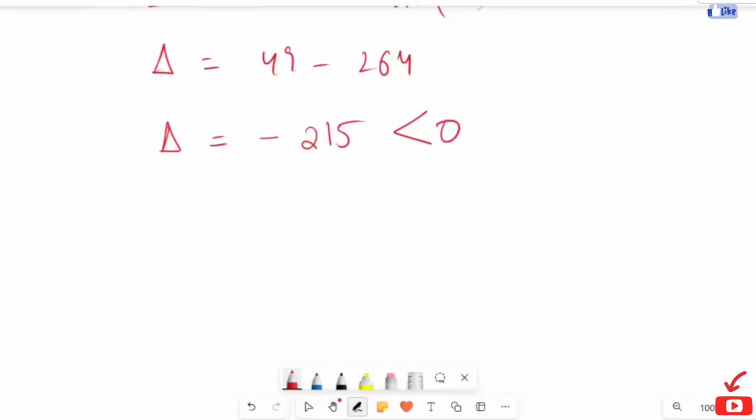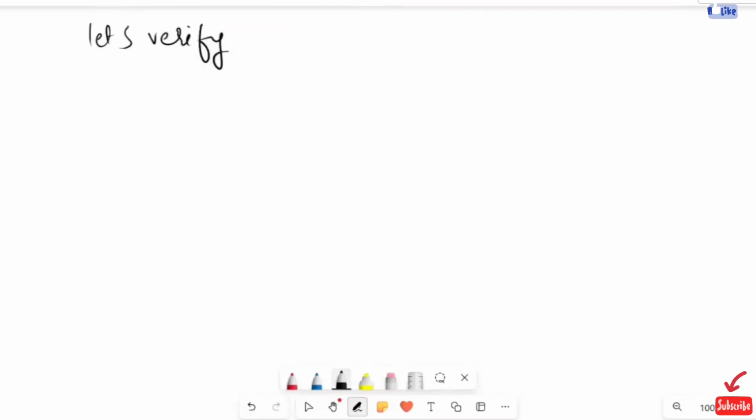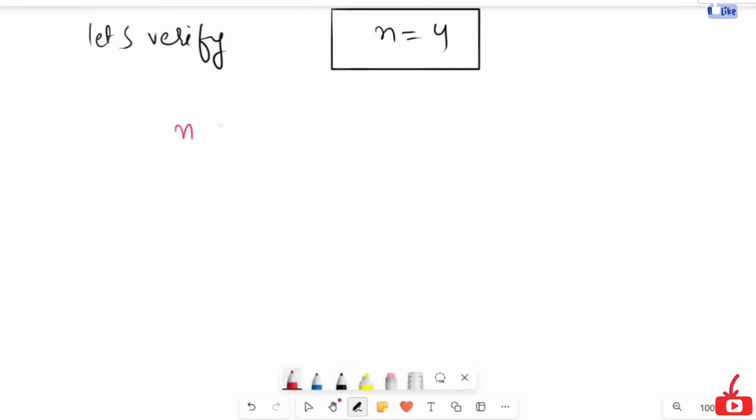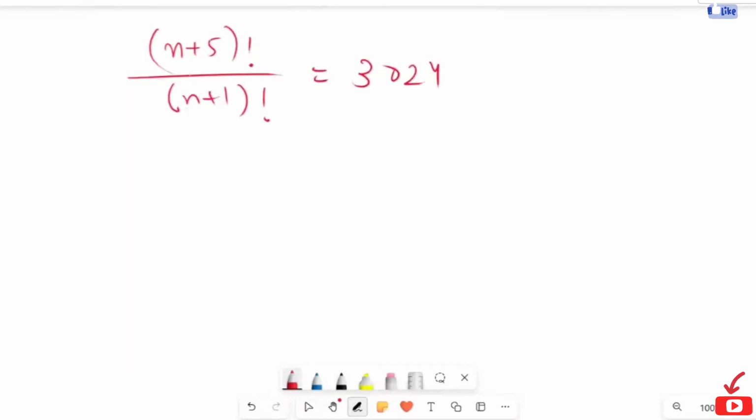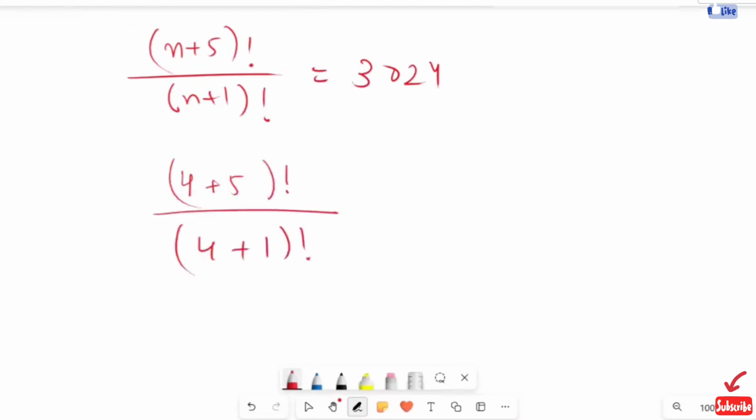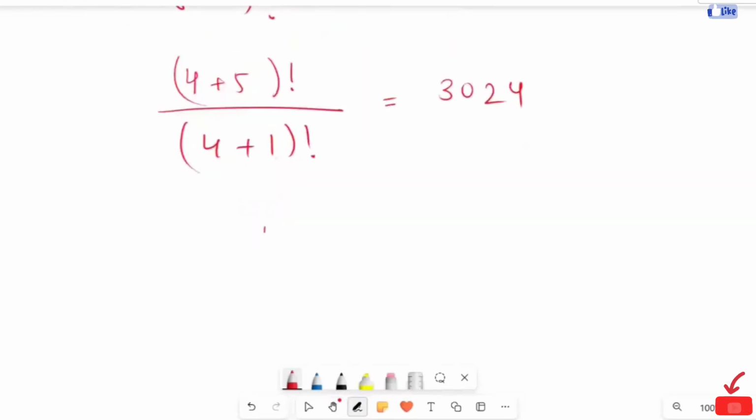Now I am going to verify my answer, that is n is equal to 4. Our equation is n plus 5 factorial over n plus 1 factorial is equal to 3024. Putting in the n value we found: 4 plus 5 factorial over 4 plus 1 factorial is equal to 3024. So it will be 9 factorial over 5 factorial is equal to 3024.